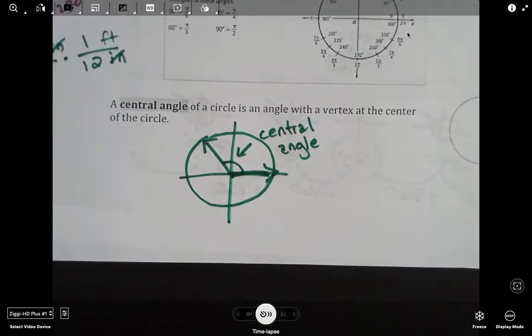How big do you think that central angle is approximately? If you had to guess, how many degrees is that?